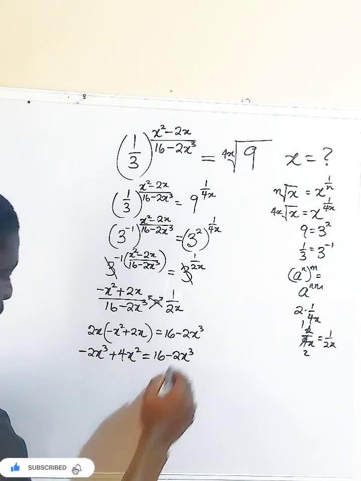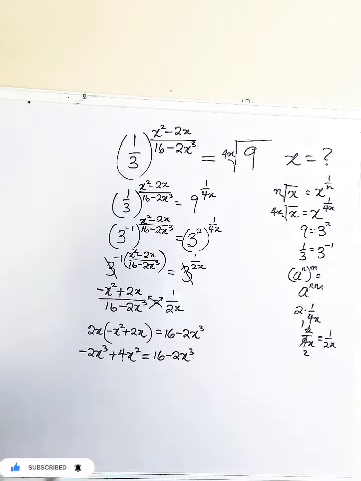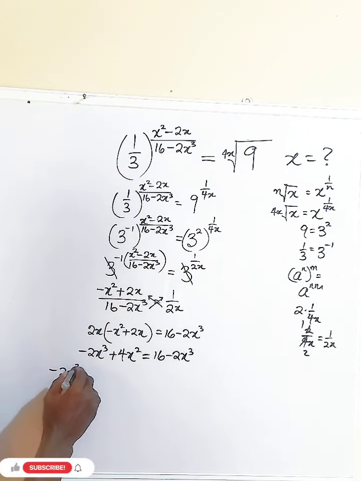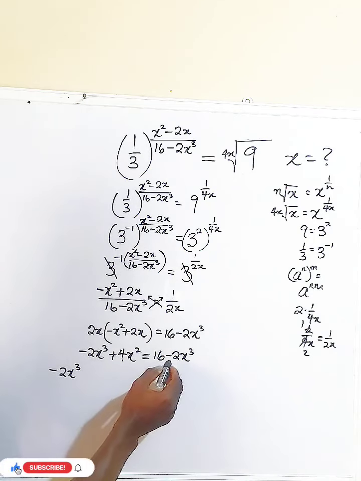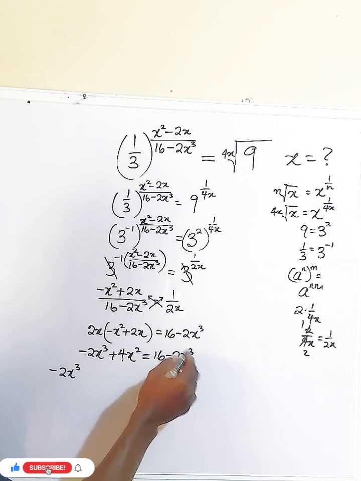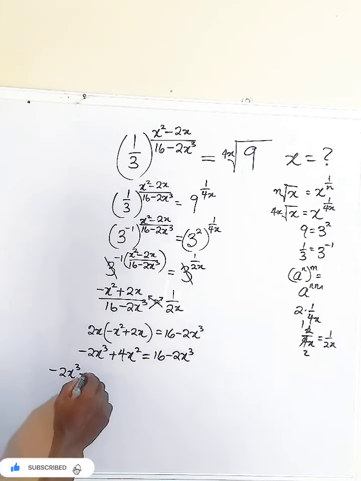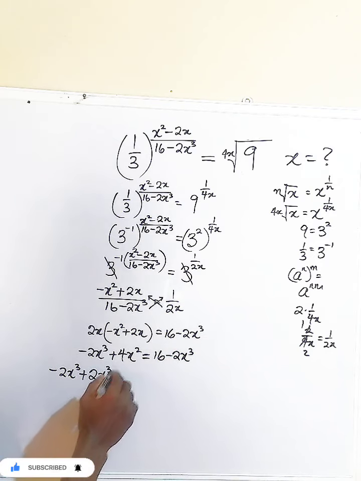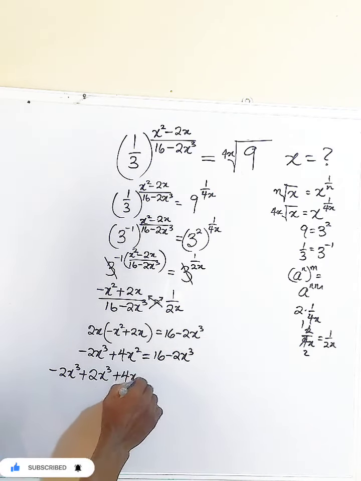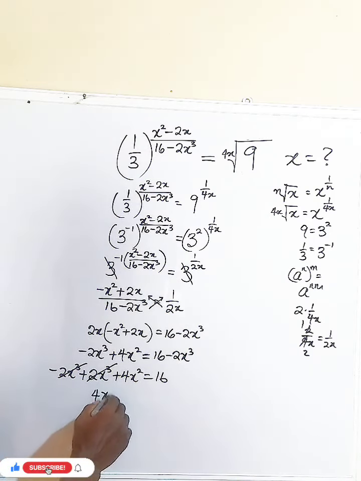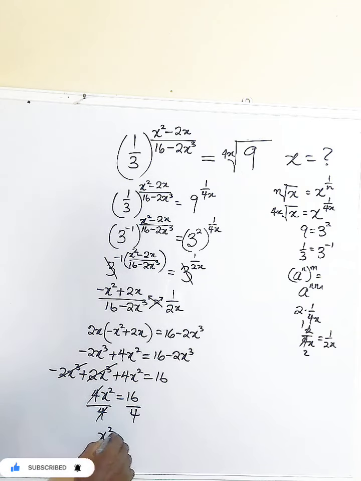2x raised to the power 3. Okay, now collecting like terms here, we have minus 2x raised to the power 3. Bringing minus 2x raised to the power 3 over to the left hand side becomes plus 2x raised to the power 3, then plus 4x squared equals 16. And this will eliminate this. So we're left with 4x squared equals what? 16. Dividing both sides by 4, then our x squared equals what?